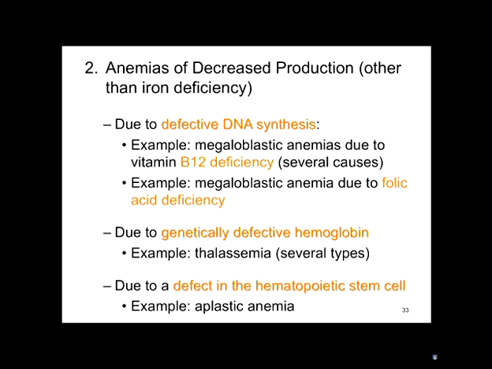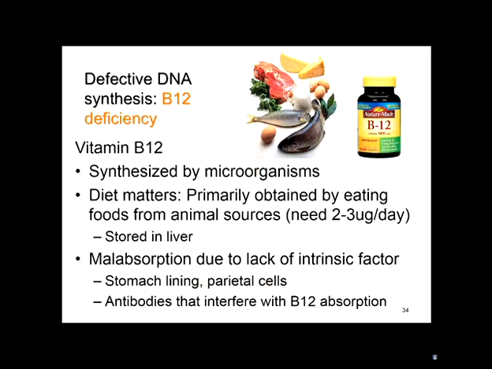And finally, one that I already mentioned earlier is a defect in the hematopoietic stem cell, so that the pluripotent stem cell is damaged either by viruses, viral infection, by toxins, by certain drugs, leading to compromised or inability to produce any of the blood cell types. So the blood cell numbers drop precipitously and every group is affected.